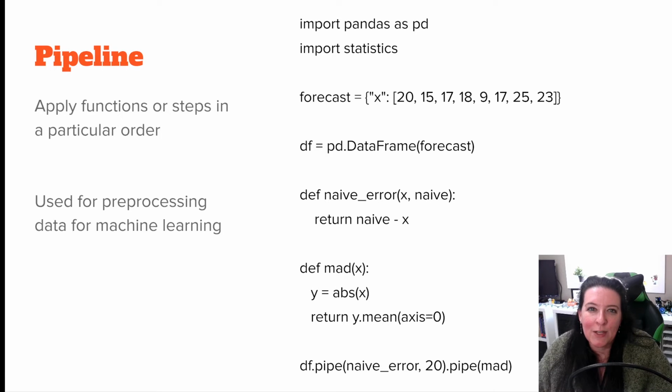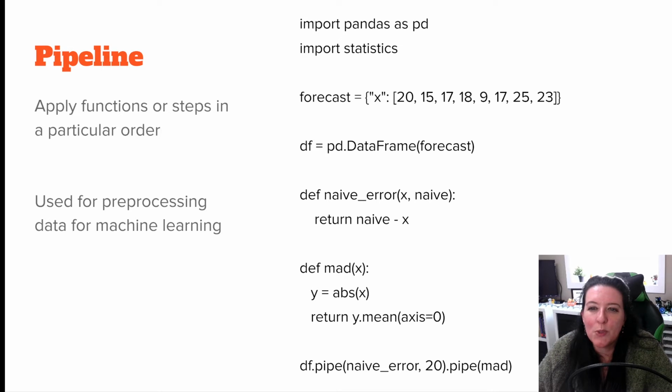We want to first convert it into a table. So this is what pd.DataFrame is. It uses pandas, which we're calling PD, and it then uses the command DataFrame and applies it to the forecast. It's going to take that forecasted information, which you can see is listed as a dictionary because you see the curly brackets. The variable name is X and the values are 20, 15, 17, and so on. So it's going to take this dictionary and turn it into a table called a data frame, and we'll name that data frame DF. All right, we now have it in the proper formatting to do a pipeline.